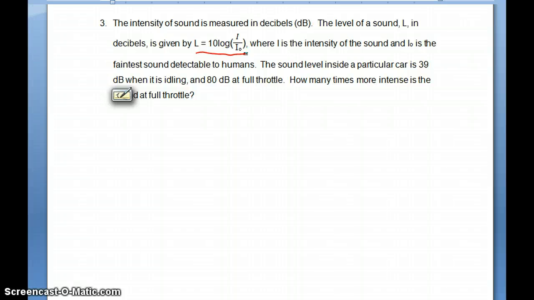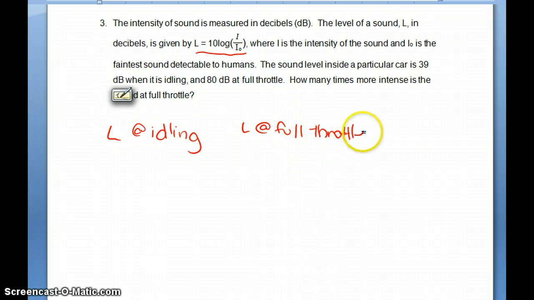So this one here we're going to have to look at two different equations. So we have L when we're idling, and L when we're at full throttle. So we have to find those two, and then what we're going to do is compare them by dividing them. So find out how many times greater one is than the other.